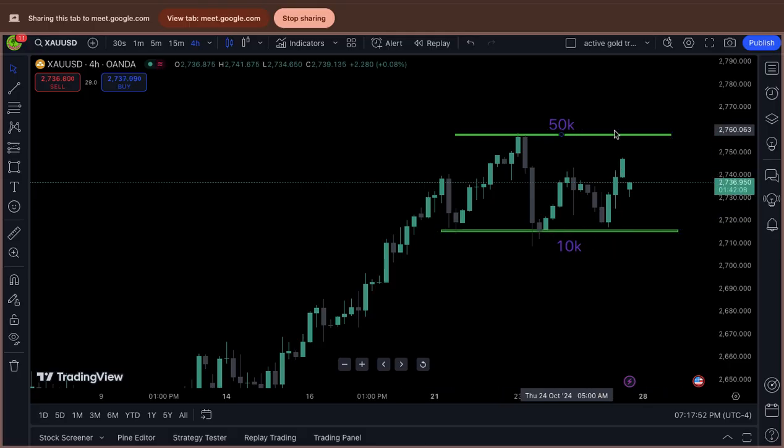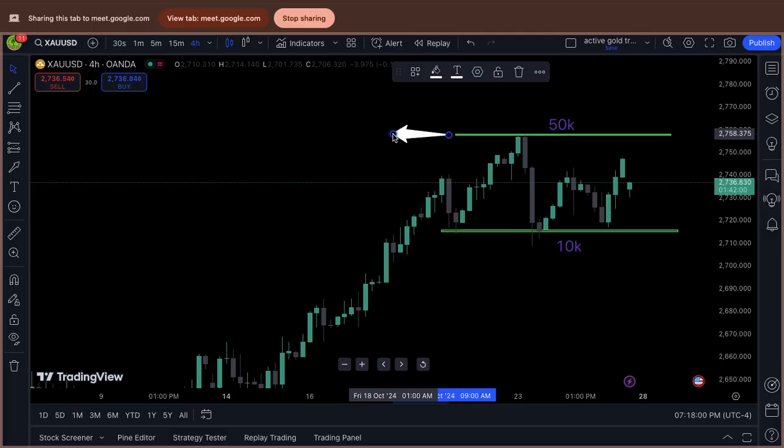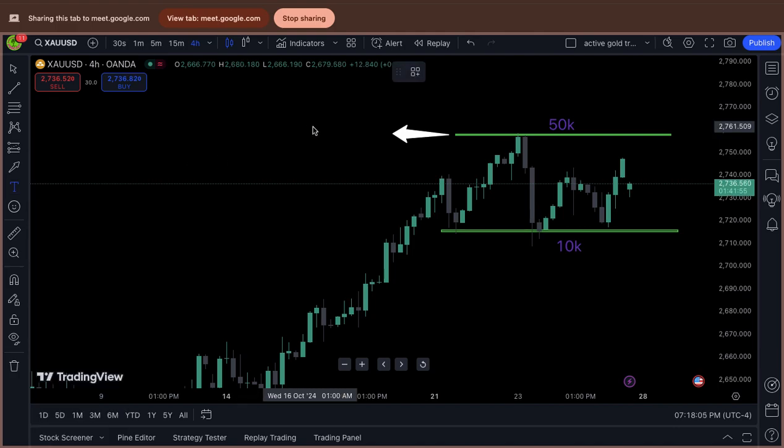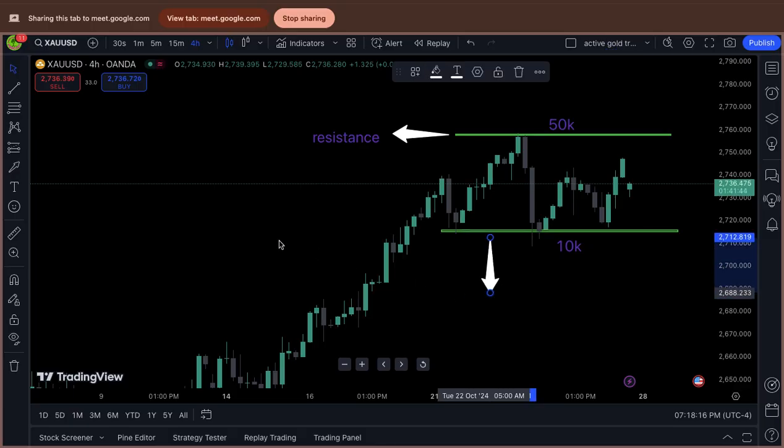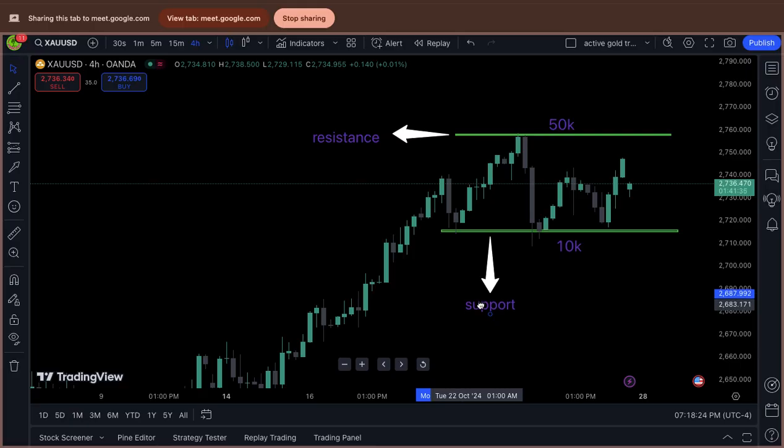So this is called resistance on top. So we could draw the line for that out there. Right, so this is called resistance. And this one on the bottom here is called support. Right, so the basis of any trading is support and resistance, identifying and understanding where these lines are.